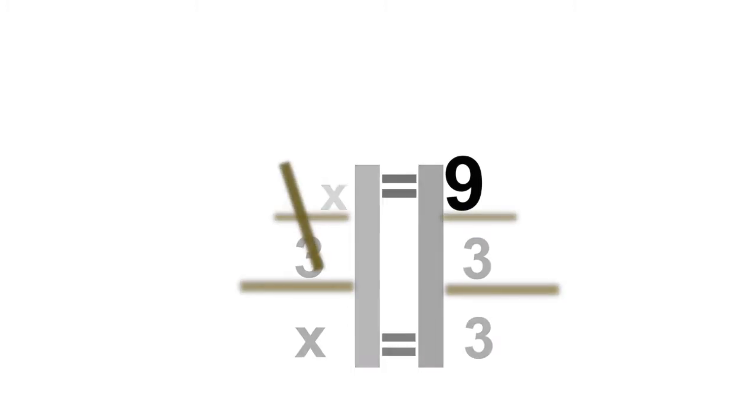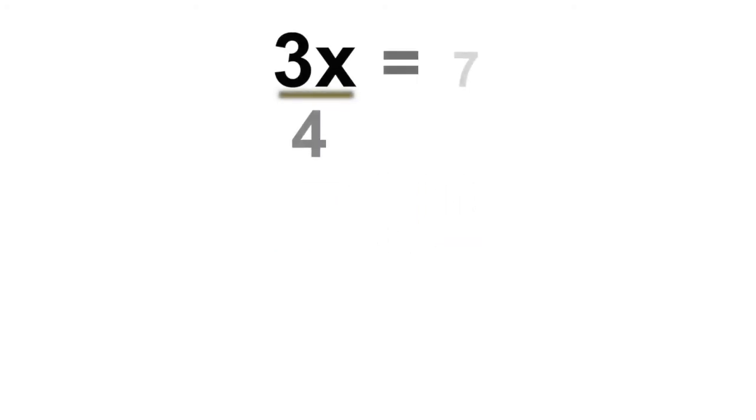Okay, but now multiplication is a bit trickier. Alright, so let's say you're given the problem 3x over 4 equals 7. Solve for x. Now, we just need to multiply each side by a single value to get x by itself. I know, what does that mean? Well, do you remember reciprocals? Here's a little refresher on reciprocals.